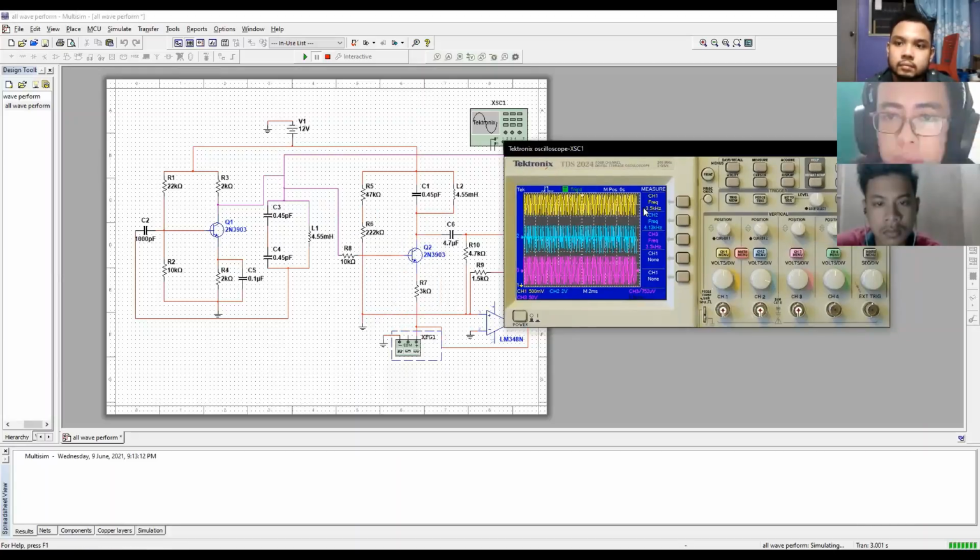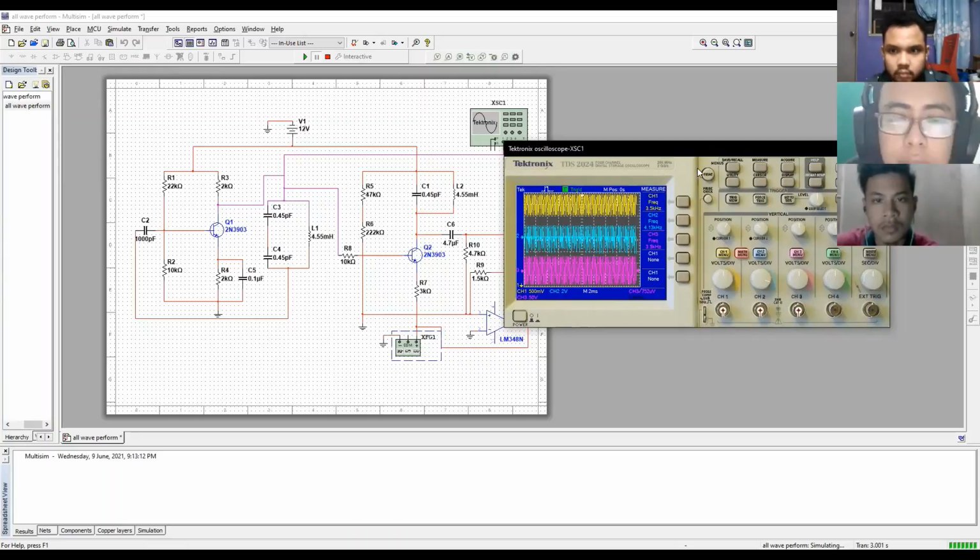The channel 1 waveform is the carrier signal, the channel 2 waveform is the modulated signal, and the channel 3 is the information signal. For channel 1, we got a frequency of about 3.5 kilohertz. Channel 2, the modulated signal, is 4.13 kilohertz. And for the information signal, we got a frequency of 3.5 kilohertz.